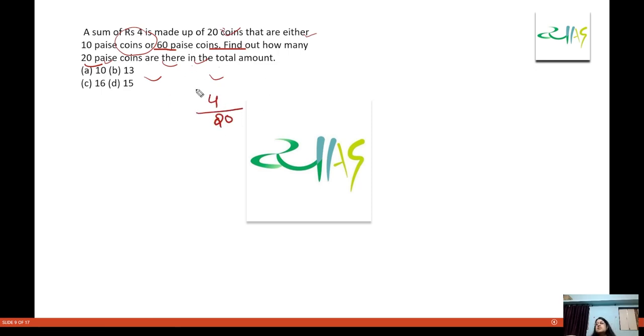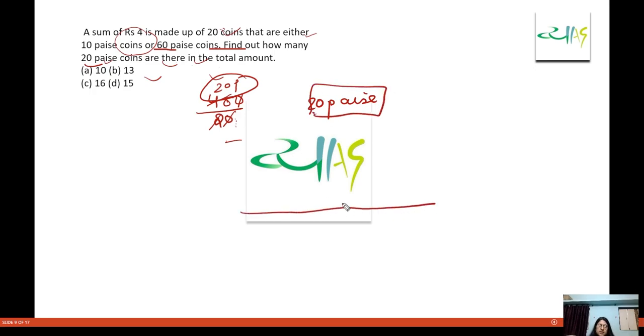So the average per coin is coming to be how much? There are 20 coins. This is rupees 4, and this is in paise, and we know this is 400 paise because 100 paise is equal to 1 rupee. So your average is coming to be 20 paise. Okay, average is 20 paise. Fine. This is 20 paise, this is 10 paise, this is 60 paise coins.